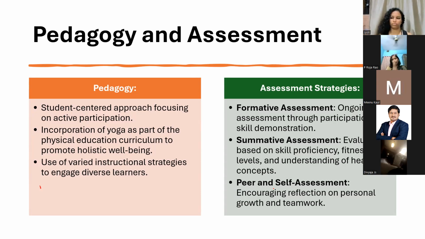And now seeing the assessment strategies, formative and summative, you understood. But in this, there is a third one, that is peer and self-assessment, which should be encouraged, where the children can first self-assess, that is, reflect on their own personal growth and how they are behaving with their team, how they are playing, whether they are able to conduct and all that.